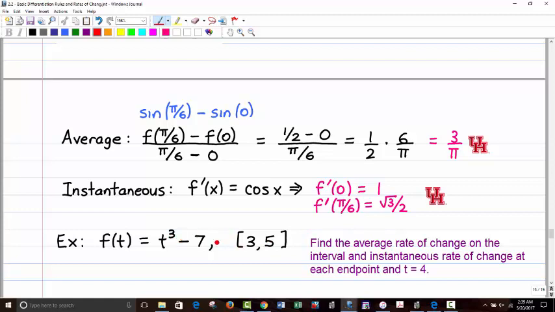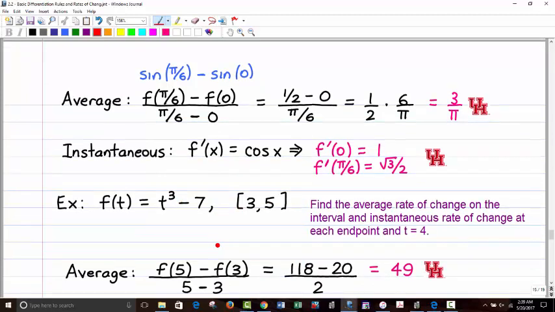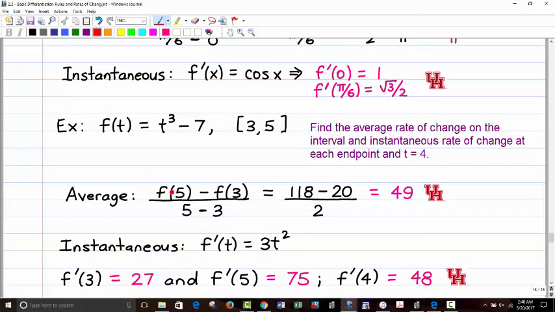All right, here's a function, f of t equals t cubed minus 7. Find the average rate of change on the interval at each endpoint, and also t equals 4. I went ahead and chose a t value in the interval. So the average rate of change is f of 5 minus f of 3 over 5 minus 3. Plug in 5: 5 cubed minus 7 is 118. Plug in 3: 3 cubed minus 7 is 20. So 5 minus 3 is 2, and 118 minus 20 over 2 is 98 over 2, which is 49.